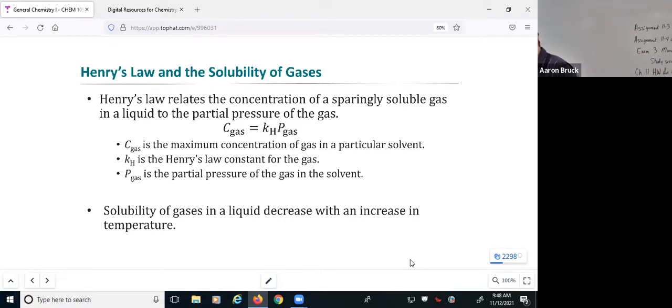Now, Henry's law is something that is used to quantify the concentration of gases in liquids. And you can see it's got a very nice equation here. We don't need to worry about the equation. We're not going to do any Henry's law calculations. What we do need to understand, though, is that there is a relationship between the concentration of a gas and the pressure of the gas above the liquid.